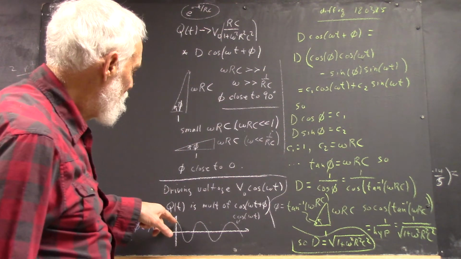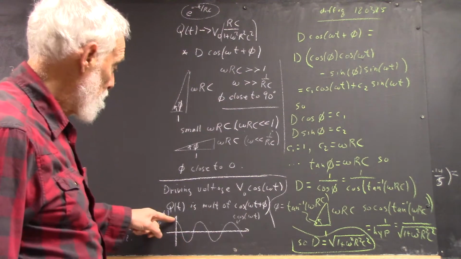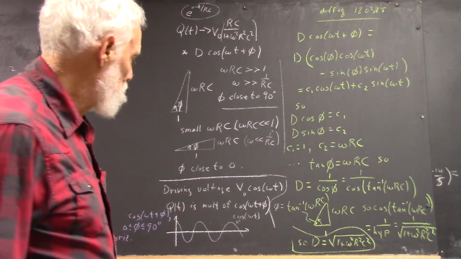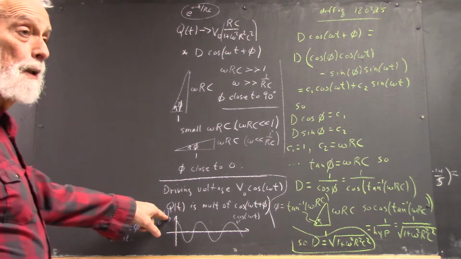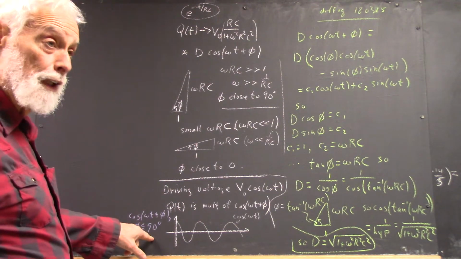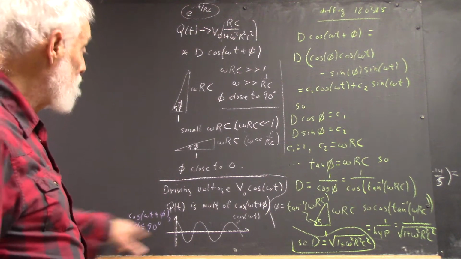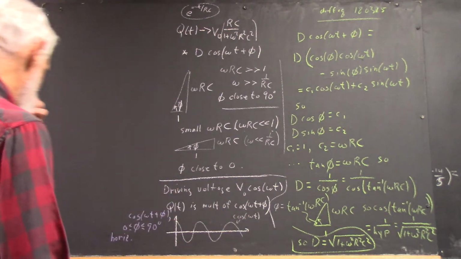So Q of t, your cosine function, looks like this. It starts at maximum, goes through cycles, all that stuff, right? Cosine omega t plus phi, where phi is between 0 and 90 degrees. That's a horizontal shift of this graph.